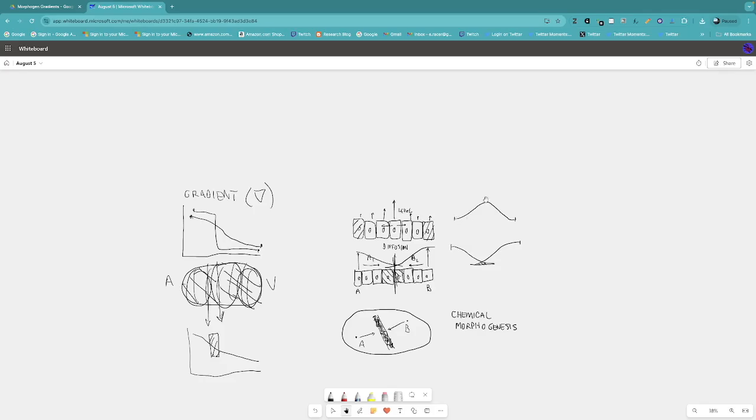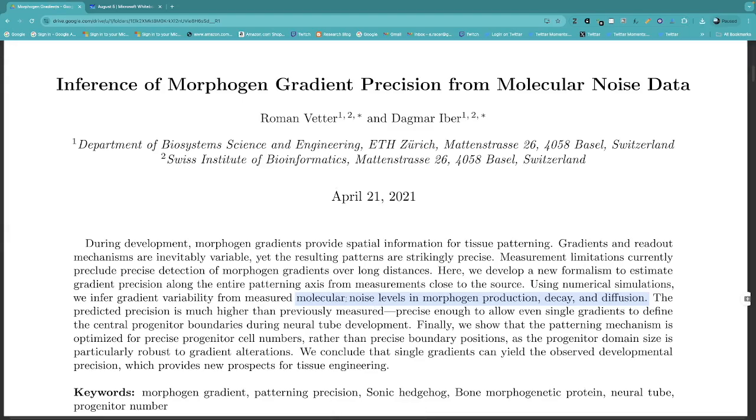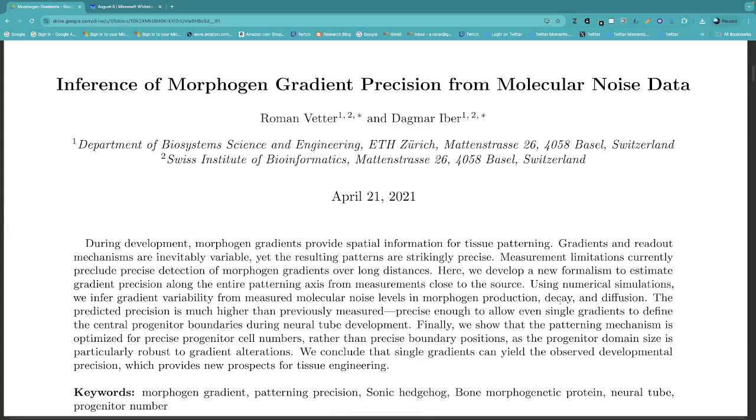This isn't a smooth bell curve. This is a lot of variation across the distribution, but also at the ends of the distribution, you have very little to work with. So noise can really dominate here. And so knowing what this diffusion looks like in the presence of noise is important. And so what they're doing is developing some mathematical techniques to estimate this gradient for molecular noise levels and the variability in this gradient, and produce a gradient that can be predictive over long distances within the embryo. The predicted precision is much higher than previously measured.